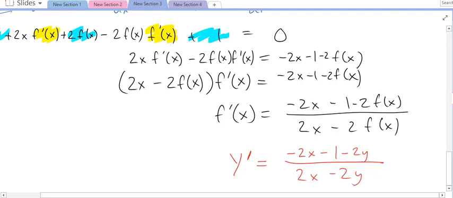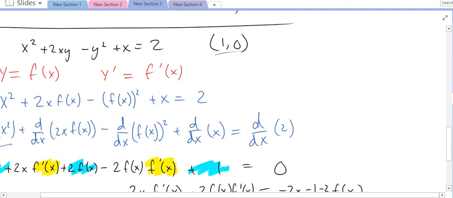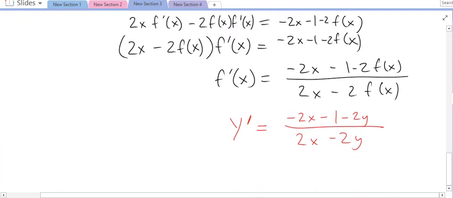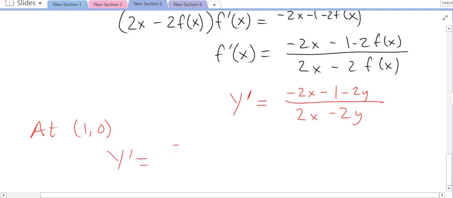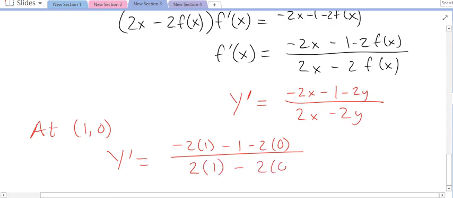Now, we wanted to know the value at 1, 0. So we are plugging in both values here. Before we've been able to get away with just plugging in x. Here we need to plug in the x and the y. So at 1, 0, we have y prime is equal to negative 2 times 1 minus 2 times 0 over 2 times 1 minus 2 times 0. And as we simplify there, we'll get negative 3 in the numerator and we'll get 2 in the denominator. So we get negative 3 halves.